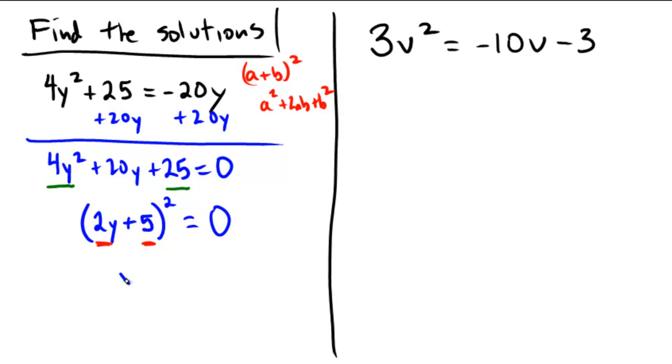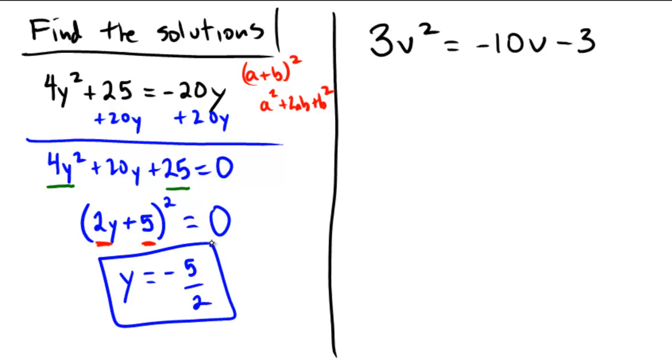And so the only solution we end up getting out of here would be the solution to 2y plus 5 equals 0, which would just be y equals negative 5 halves. So over here on the left one, we only have one solution, y equals negative 5 halves. Okay, let's go over to the right. Now on the right hand side we have 3v squared minus 10v minus 3.